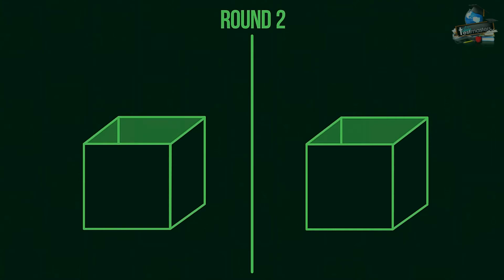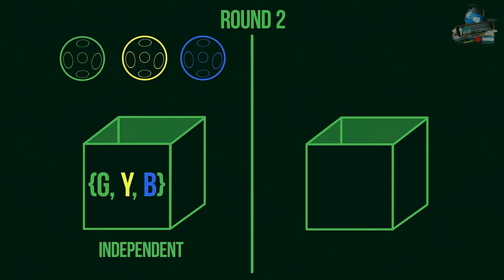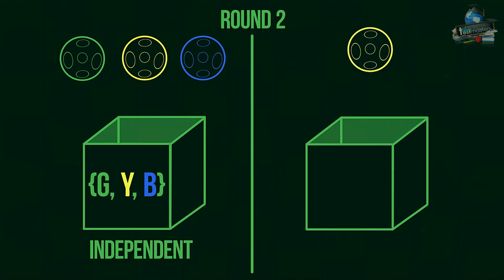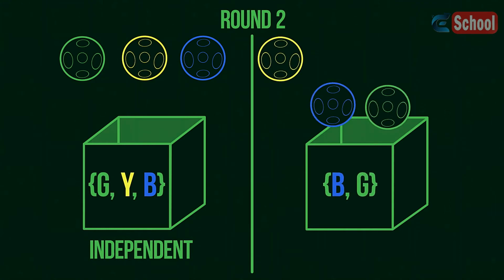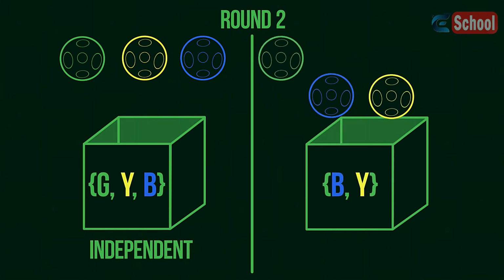In the second round of the first experiment, we will get a sample set: green, yellow, and blue, no matter what ball was taken out in the first round, so the rounds are independent. But in the second experiment, the sample set depends on what ball was taken out in the first round. So if we took out yellow, the set will be blue and green. If we took out blue, we will get yellow and green in the second round, and blue and yellow if we took out green. In this experiment, the second round depends on the result of the first round.